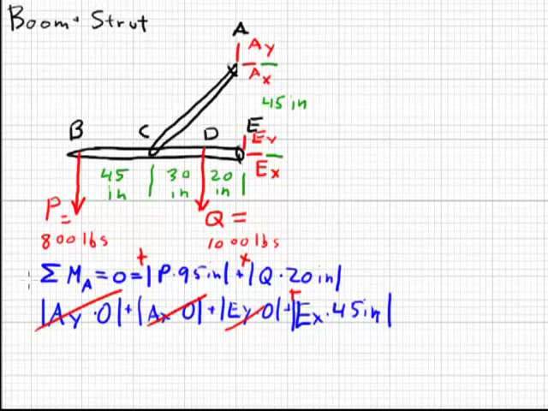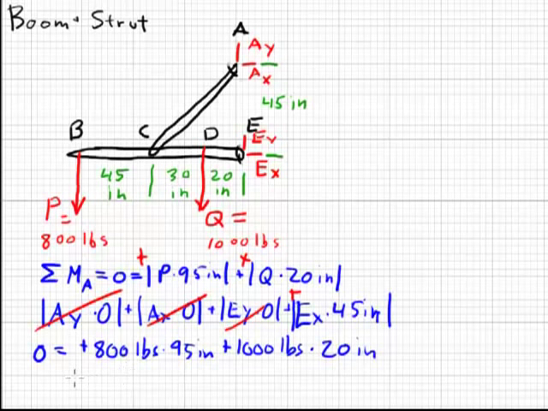So we have 0 equals positive 800 pounds times 95 inches plus 1,000 pounds times 20 inches plus EX times 45 inches.